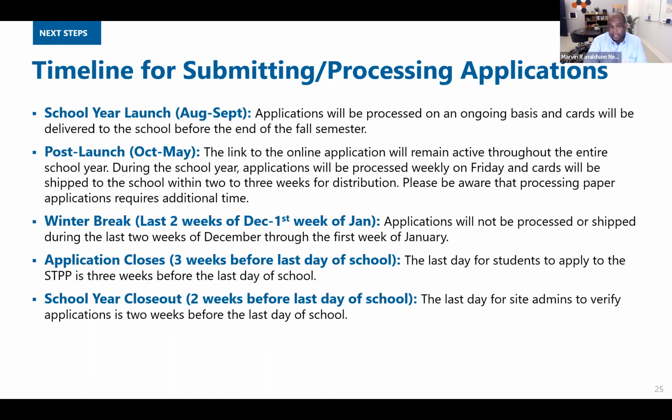We close out the applications three weeks before the last day of school, and this date varies depending on school district. This is so we can be assured that the students get their cards before school is let out. Then school year closeout happens two weeks before the last day of school. This is the last day site admins have an opportunity to verify applications, again to make sure that the cards have someplace to go.